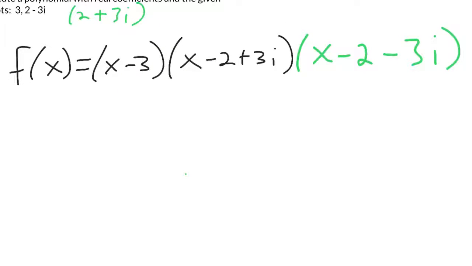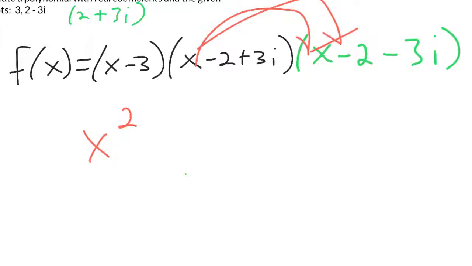Okay, so let's put this in standard form, and in order to make that happen, you can multiply this times this first, but it's going to take you forever that way. Multiply this times this. Because of the conjugate piece, it's going to make a bunch of terms cancel and make your life easier. So the first one, x times x, gives us x squared. We got x times negative 2 gives us negative 2x. We've got x times negative 3i, that makes negative 3ix.